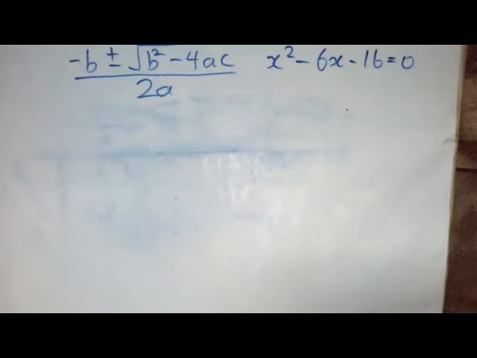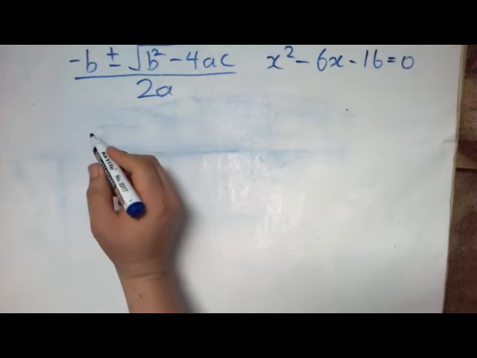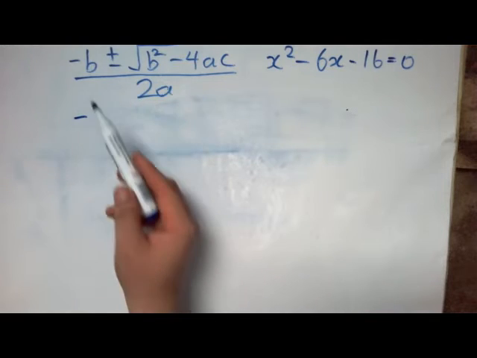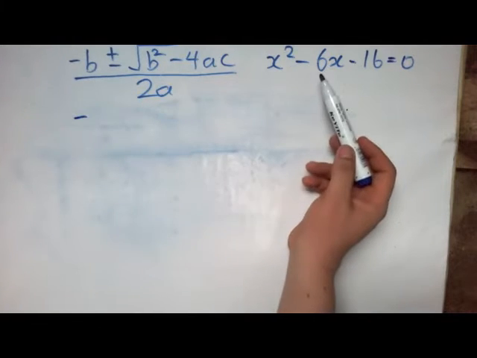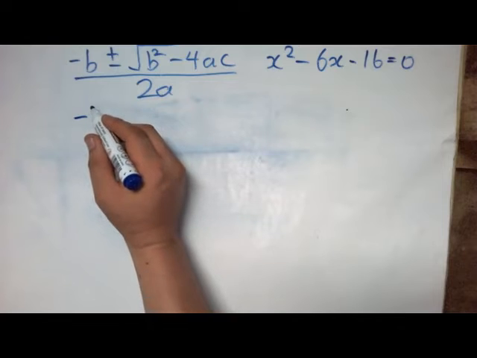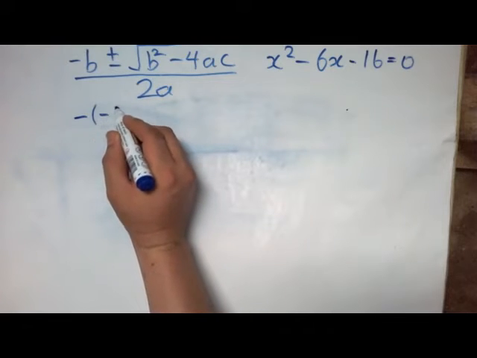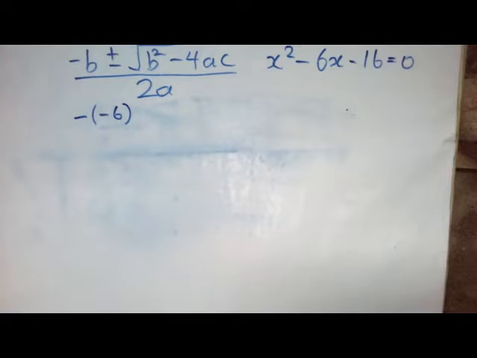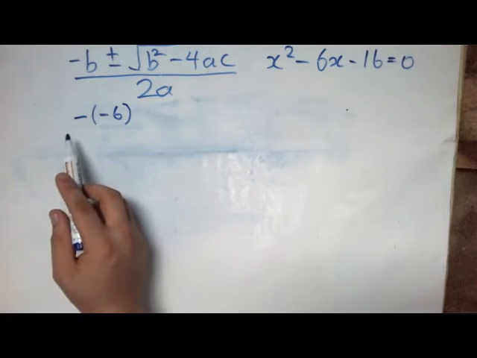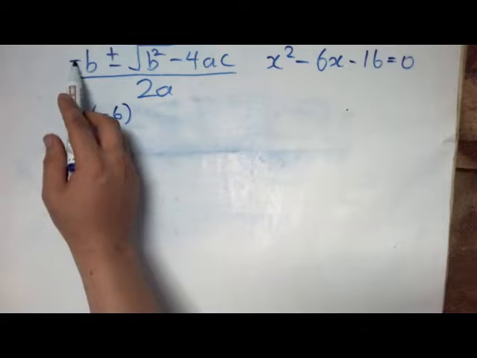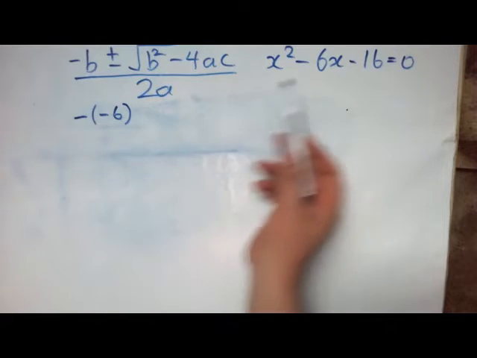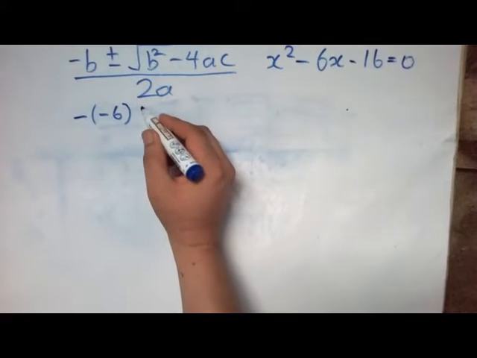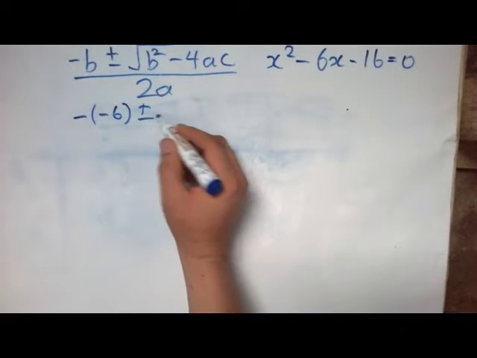Let's start. From the formula, we already have minus. So we write down our minus. The next thing is b, and we have seen that b is minus 6. So I open my bracket and write minus 6. I use the bracket to help me not confuse the minus already from the formula with the minus that my b is coming with. Now the next thing we have is plus or minus.